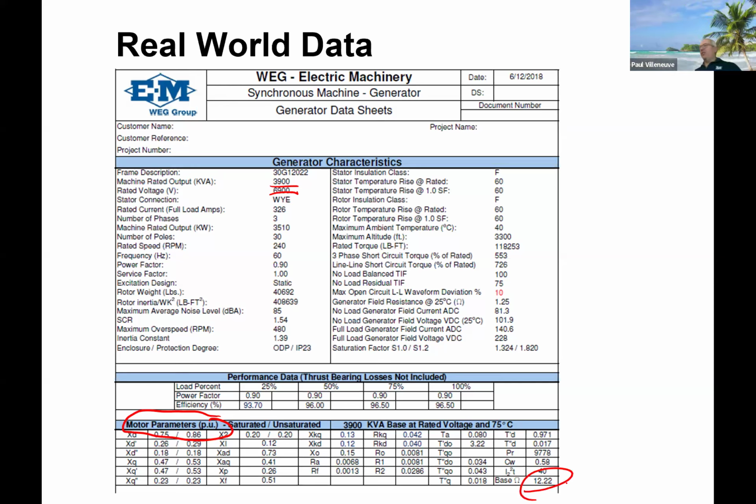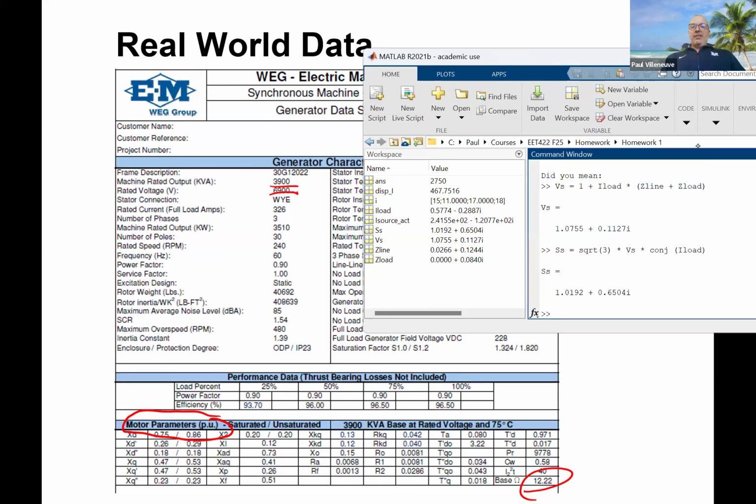How do you think they got 12.2? Well, let's take a look. Z base is equal to V base squared divided by S base. So that's 6,900 squared divided by 3.9 M. So let's plug that into our calculator. 6.9 squared divided by 3.9 e to the 6. What do you know? Equals 12.21. I guess they didn't use MATLAB, so they were off by a little bit.